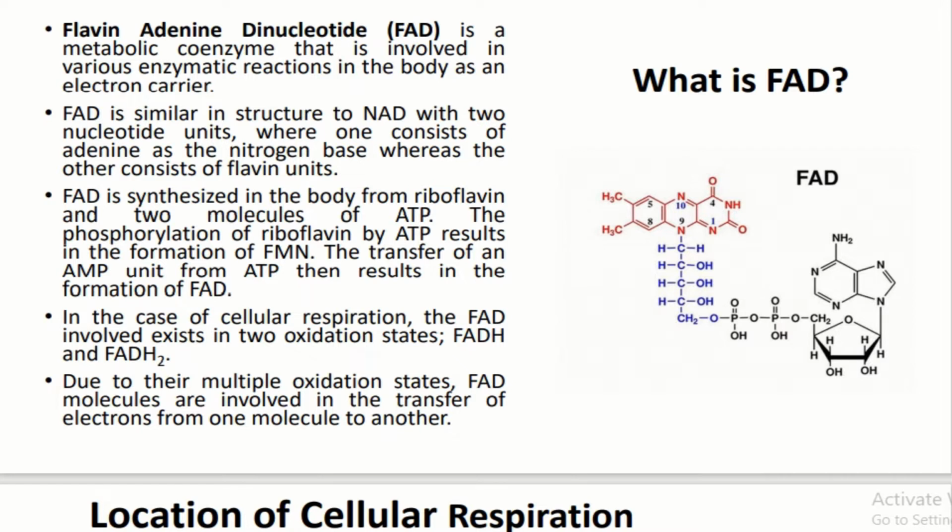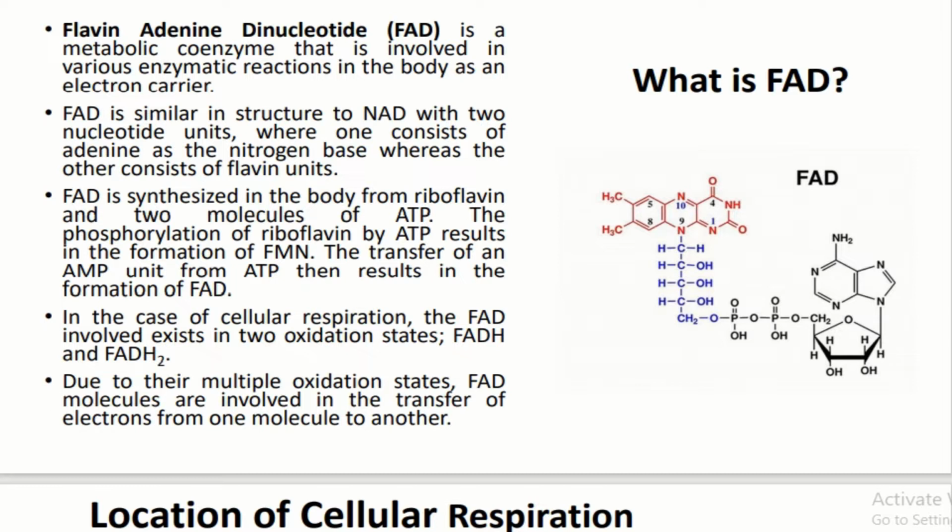Next is flavin adenine dinucleotide, FAD. FAD is a metabolic coenzyme that is involved in various enzymatic reactions in the body as an electron carrier. It has a similar structure to NAD, with two nucleotide units where one consists of adenine as the nitrogen base and the other consists of the flavin unit. FAD is synthesized in the body from riboflavin and two molecules of ATP.